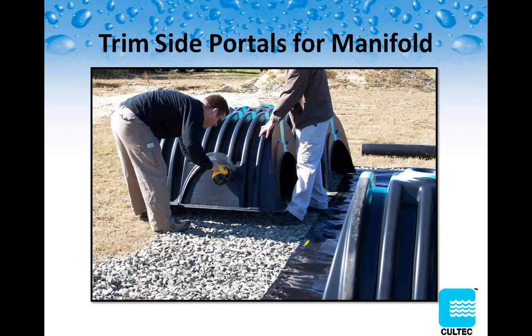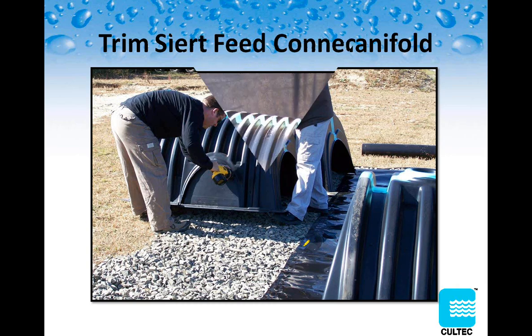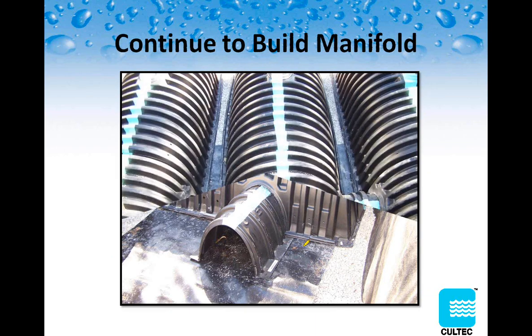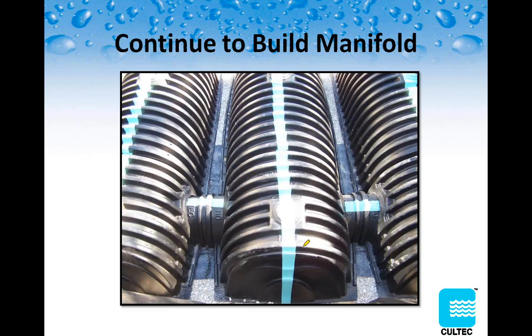Next, where you want to put your manifold, each chamber's got a knockout on the side. And you would just take a reciprocating saw, cut that out, and then place your feed connector into that hole that you just cut out. And that's all, as you can see, laid there on top of that liner. And then you just continue to lay out all the adjacent row starter chambers and connect all your feed connectors. And that's basically your manifold.